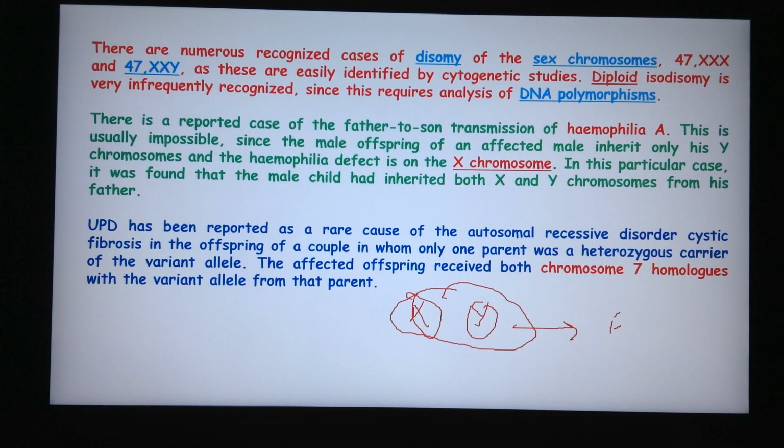So if one parent, this is an autosomal character, so this is, let's say, chromosome number 7, and this is another chromosome number 7. Let's say the parent is a carrier, the parent is having a defective gene, so this is heterozygous: this is the healthy gene, and this is the defective gene. Because the healthy gene is present, this parent will not manifest the disease. But in case this disomic condition is passed on to the offspring, then the child will suffer from cystic fibrosis.